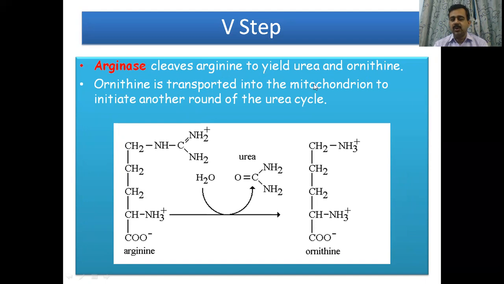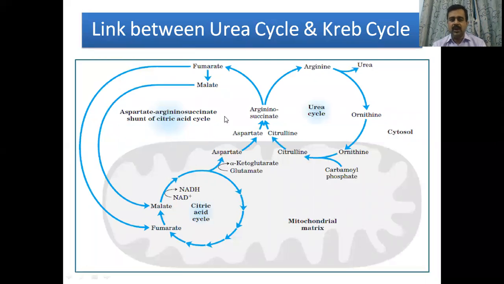The ornithine is transported into the mitochondria to initiate another round of the urea cycle. So this arginine gets converted to ornithine once again, and urea is liberated in this particular form. Again, the ornithine undergoes the same urea cycle, wherein the urea will be liberated once again. So this is the link between the urea cycle and the aspartate-argininosuccinate shunt of the citric acid cycle.